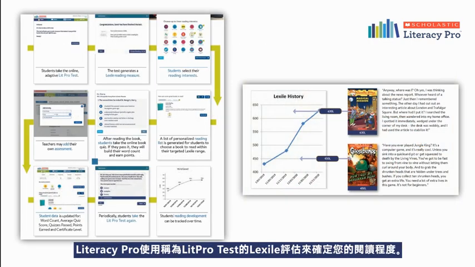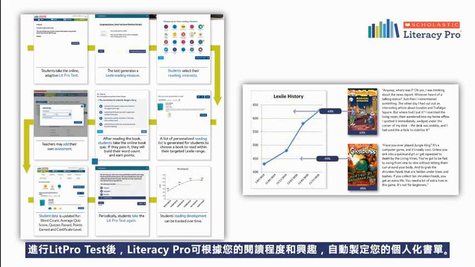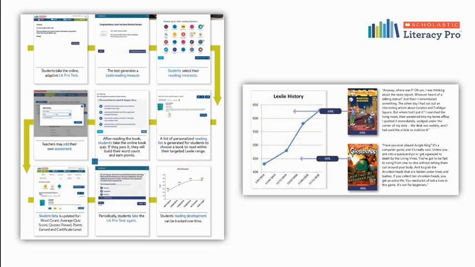Literacy Pro accurately determines your reading level with a Lexile assessment called LitPro Test. The higher the Lexile measure, the higher your level in reading comprehension. Books can also be measured on the Lexile scale. After the LitPro test, Literacy Pro generates a list of personalized book titles that reflects your reading level and interests.